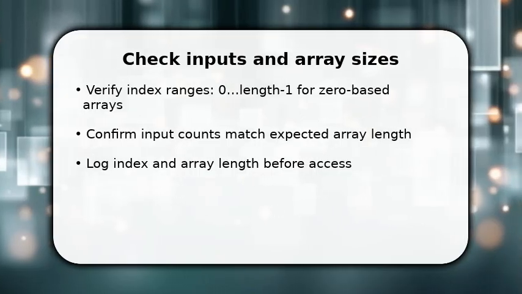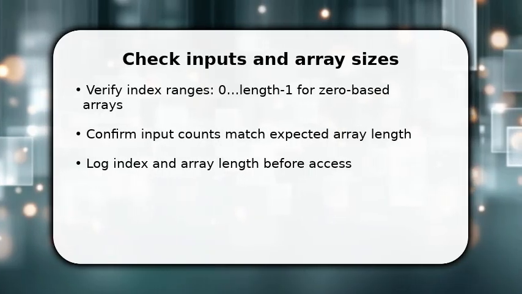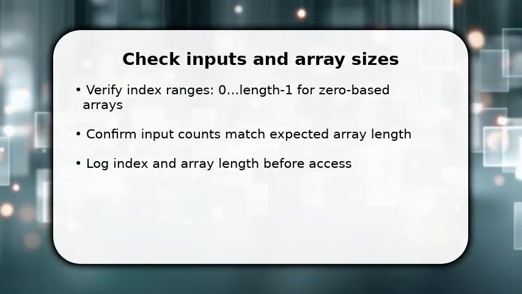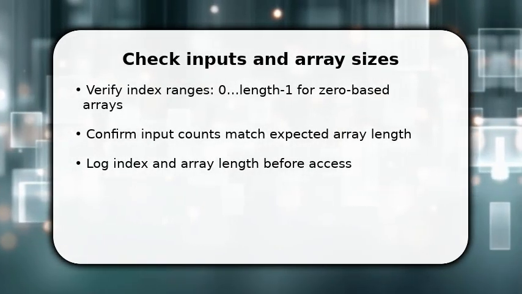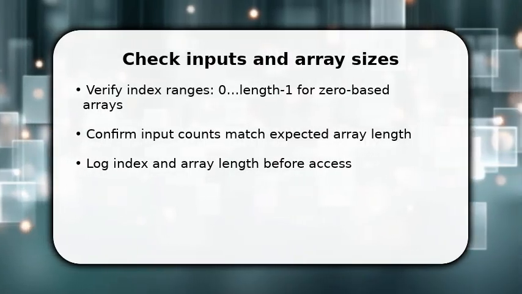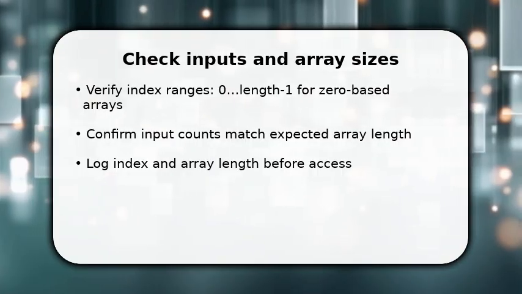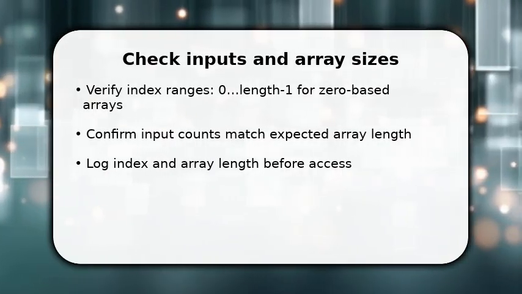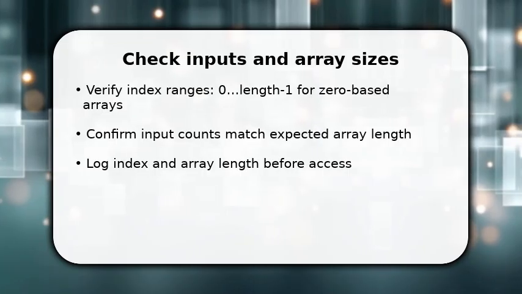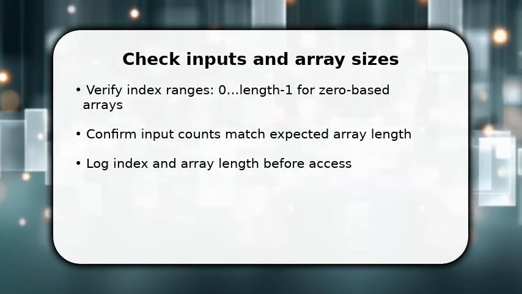You begin by verifying inputs and array sizes so you don't guess later. Check that every index you compute stays within 0 and length minus 1. If you receive user input, parse and clamp values. Once done, add temporary logs that print the index and the array length before any access. This helps you see off-by-one mistakes immediately.